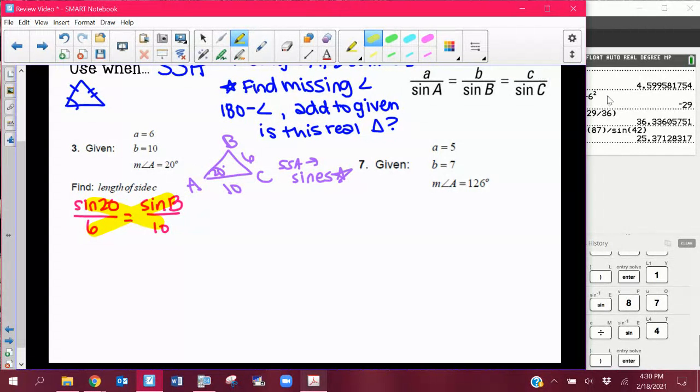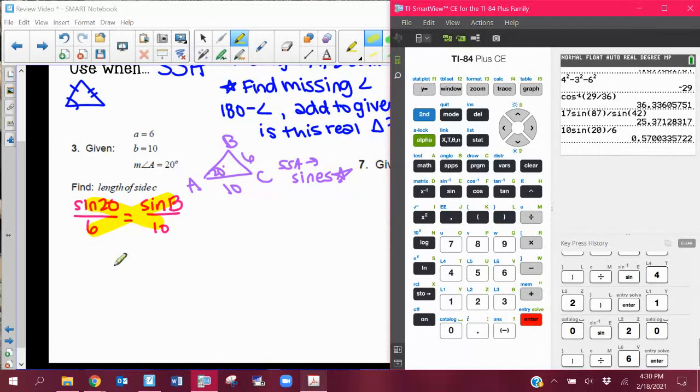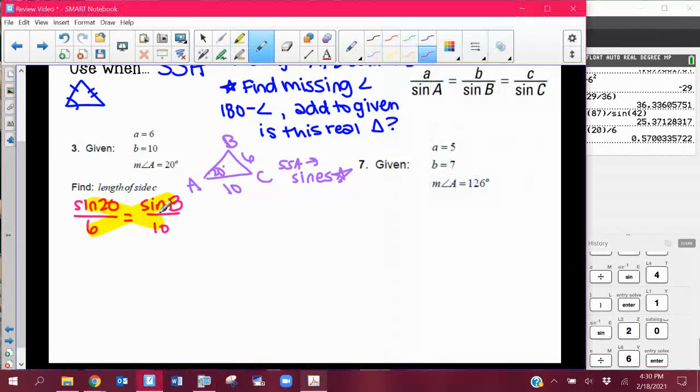Okay, and so when I do that cross multiplication, I'm going to have 10 times the sine of 20, close my parentheses, divide by 6. Okay, and that's going to give me a decimal. So I know the sine of B is equal to this 0.57 business.